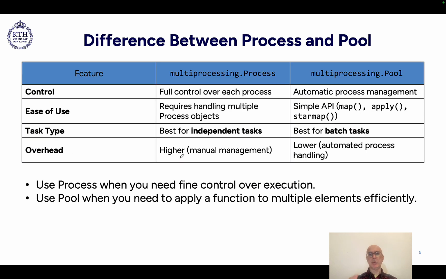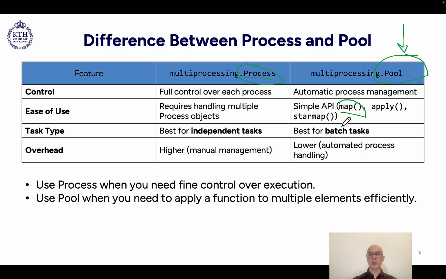So what are the differences between process and the pool? Well, the pool is fundamentally a higher abstraction than the process itself. We are going to use it because it's automatic process management instead of handling directly the execution of the process by starting, joining. This is automatically taken care of by the pool. Here's a simple API. We can do operations in parallel on the dataset by applying map, apply and starmap. We will look at these different methods.